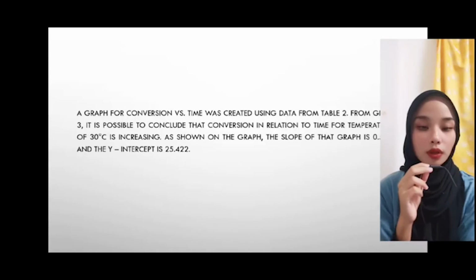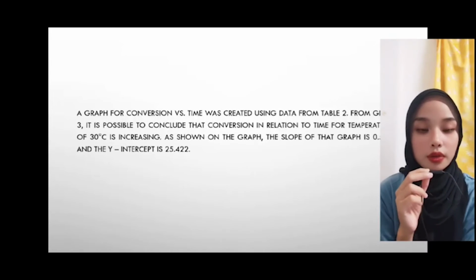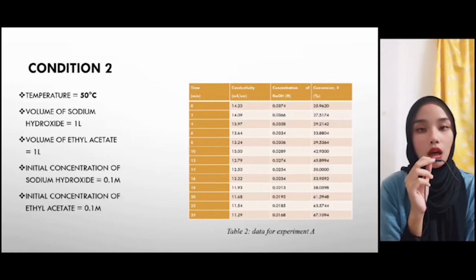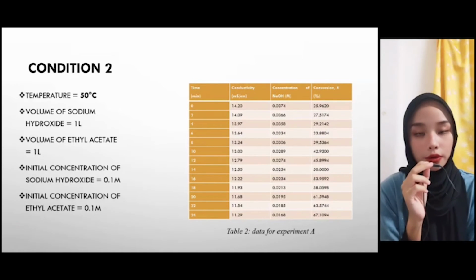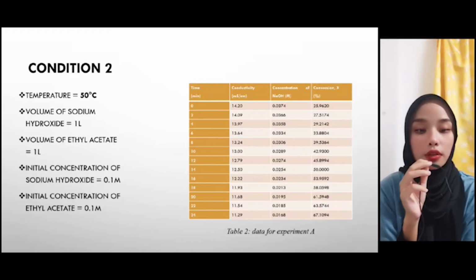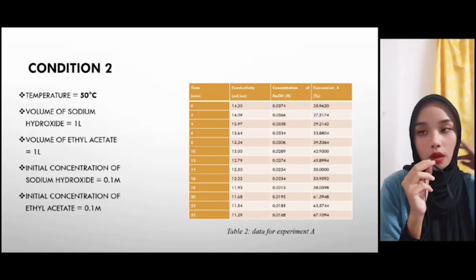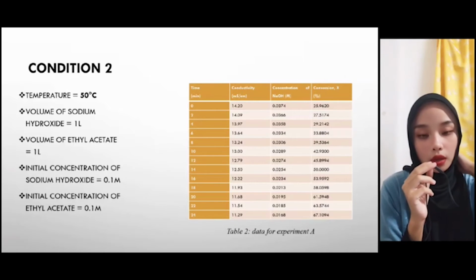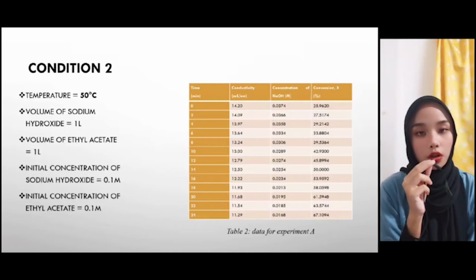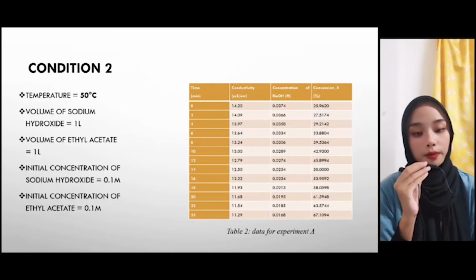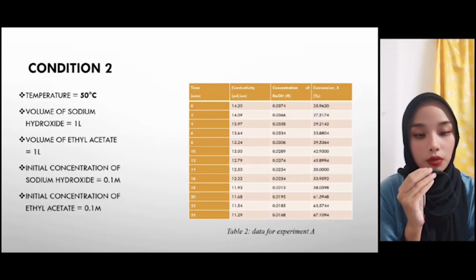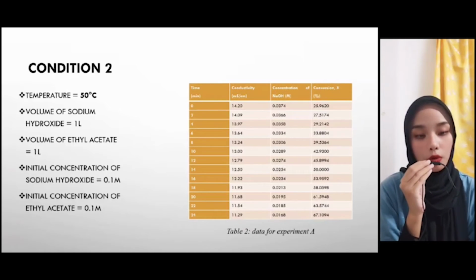25.422. Okay, for condition 2, we use temperature at 15 degrees C, but the volume of sodium hydroxide, the volume of sodium acetate, and the initial concentration for both solutions were the same as condition 1. Okay, this is the table of data for condition 2.